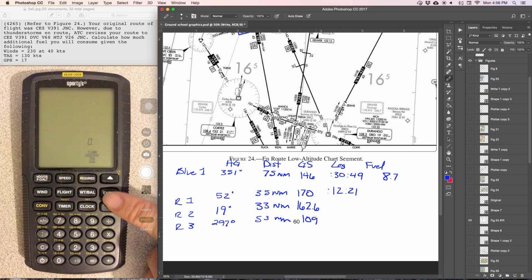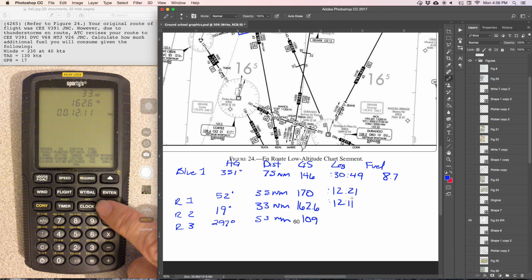Now we can go into flight, leg time. Distance is 33. Ground speed is 162.6. And that gives us 12:11. And we might as well go ahead and go for required fuel. 12:11, 17 gallons per hour, 3.5.